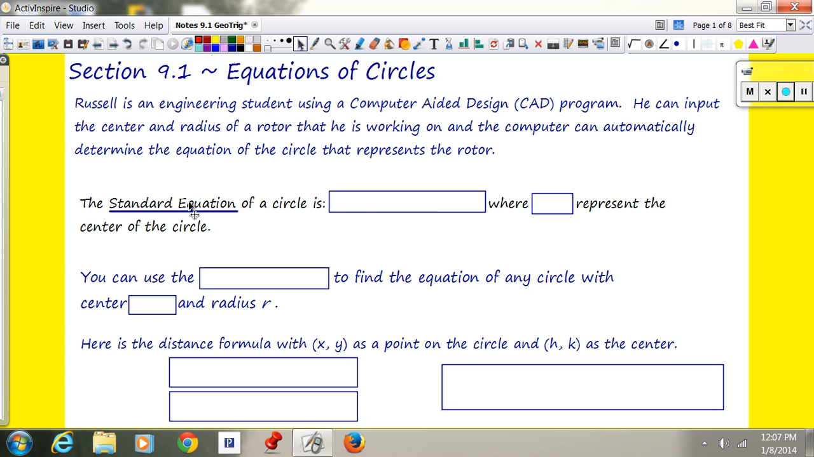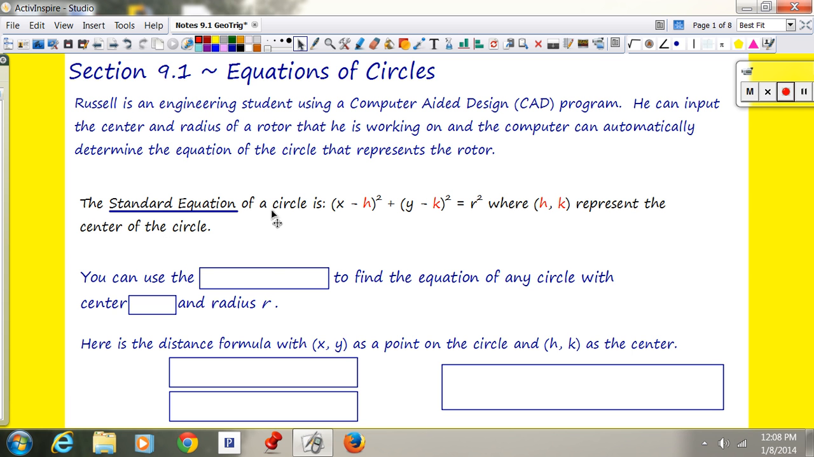The standard equation of a circle is this: x minus h squared plus y minus k squared equals r squared, where the h and the k, see how the h and the k are red, represent the center of our circle. So this is where the center is located, and then r, of course, is for the radius of our circle. It's just a standard equation. It's like having our standard linear equation, y equals mx plus b.